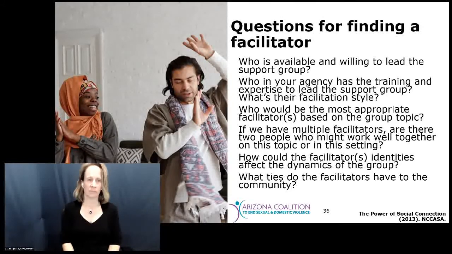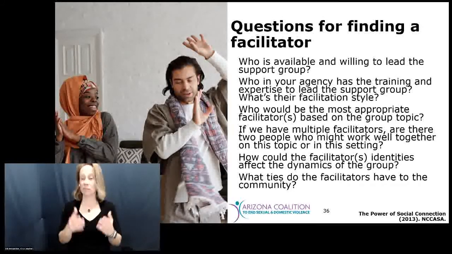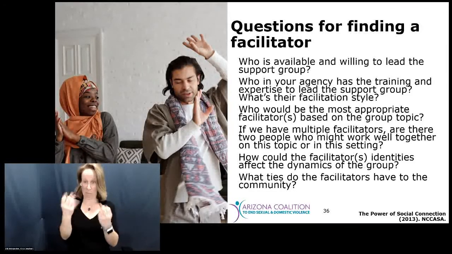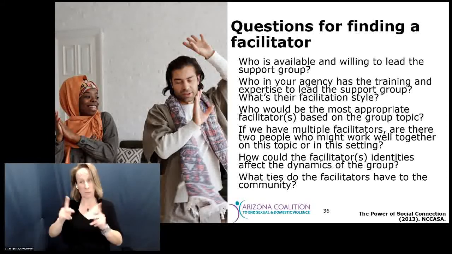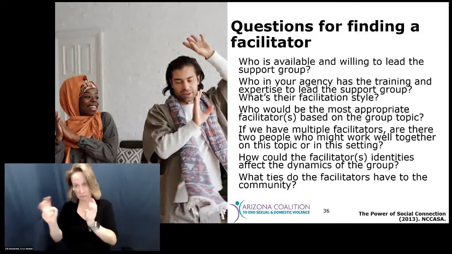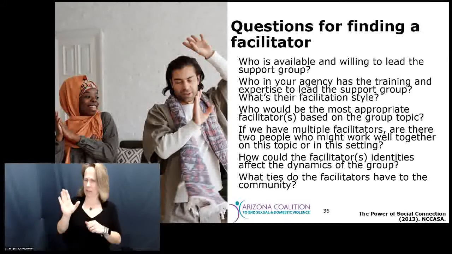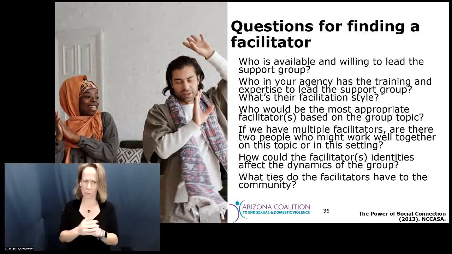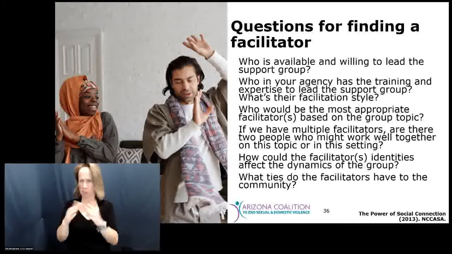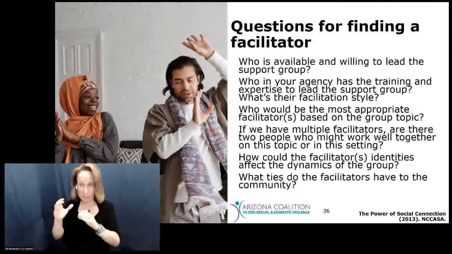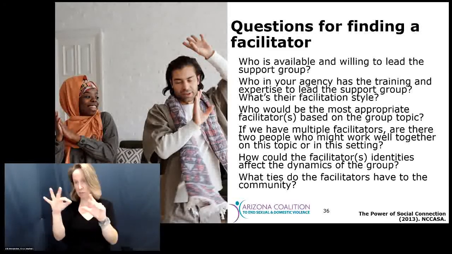And here are some basic questions for finding a facilitator. If we have multiple facilitators, are there two people who might work well together in this topic or in this setting? How could the facilitators' identities affect the dynamics of the group? What ties do the facilitators have to the community? We already talked about that self-reflection that facilitators need to do, but co-facilitators also need to have honest conversations about their different communication styles, ideas, and visions for the group to ensure that they meld well together before the group starts.